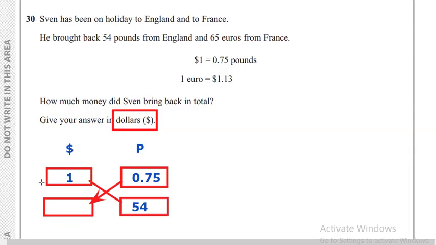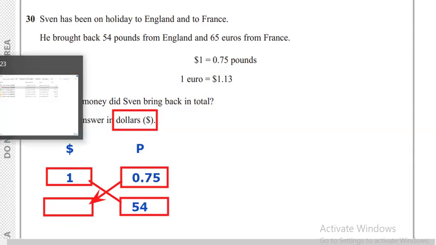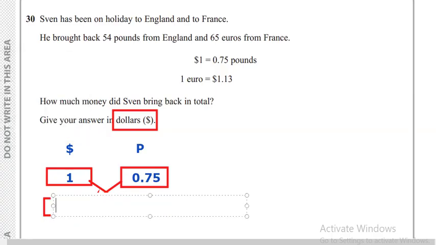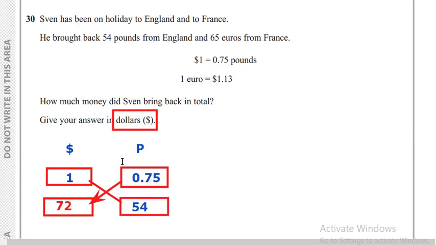The answer is 72. This means here, let's write $72. Let's make it red so we know that this is the answer. So the 54 pounds are what? Very good, $72, like this. This is the first step. We found how many dollars are 54 pounds.